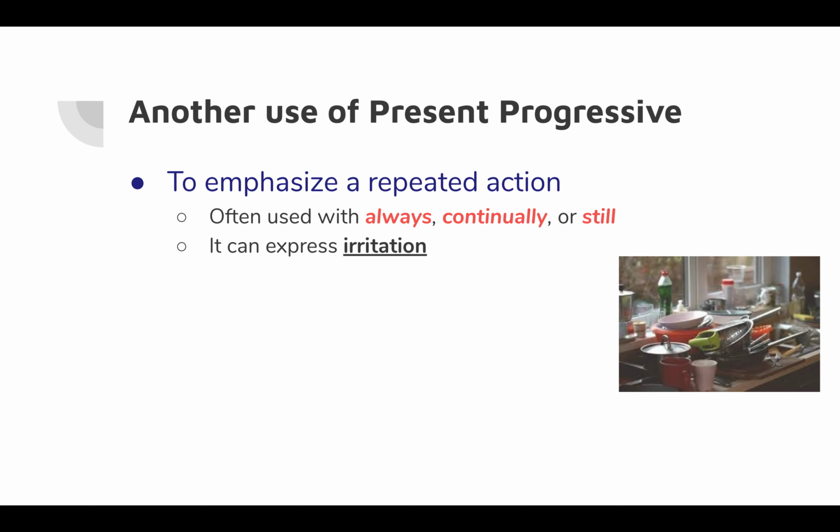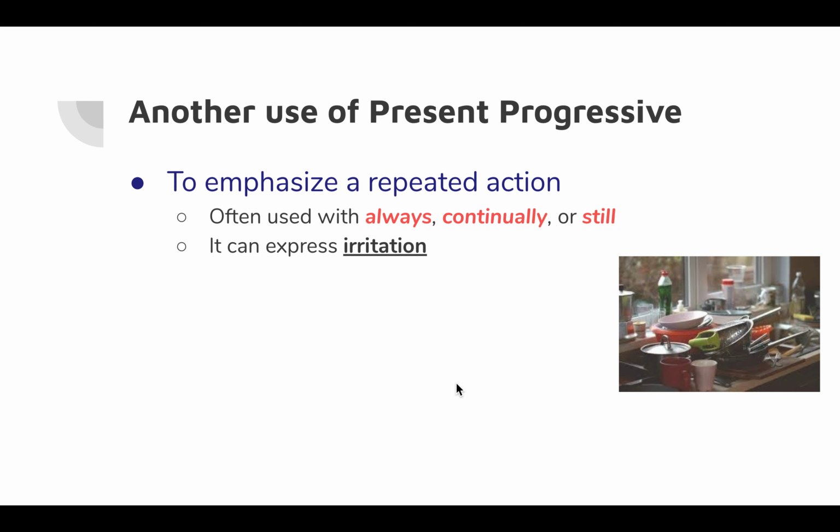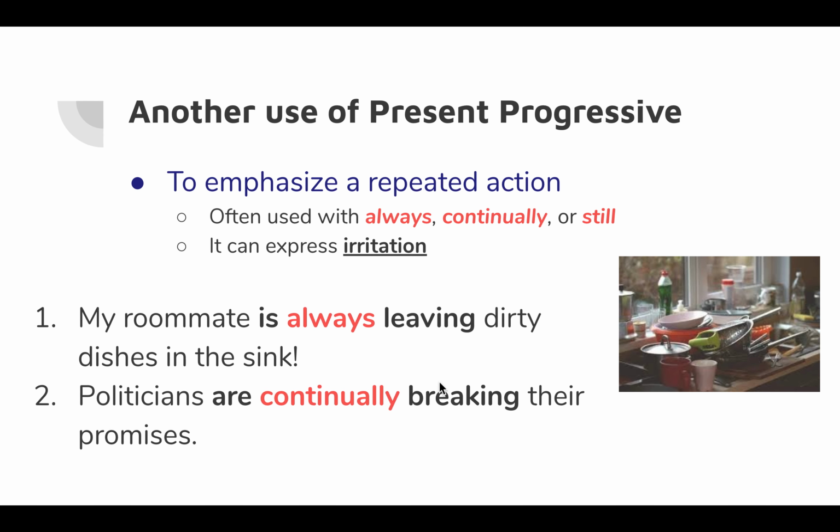Before we get into the first example, I want you to imagine that you live in a house with a roommate who loves to cook, but the roommate never washes the dishes. So your kitchen always looks like this with a bunch of dishes in the sink. How is that going to make you feel? Probably irritated, right? So a sentence could be, my roommate is always leaving dirty dishes in the sink. By using the present progressive and the word always, we are showing irritation. The speaker feels frustrated or irritated.